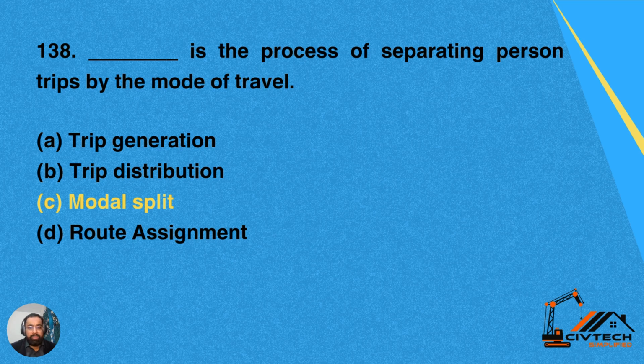138. Dash is the process of separating person trips by the mode of travel. Option A, trip generation. Option B, trip distribution. Option C, modal split. Option D, route assignment. So C is the correct answer. Modal split is the process of separating person trips by the mode of travel.